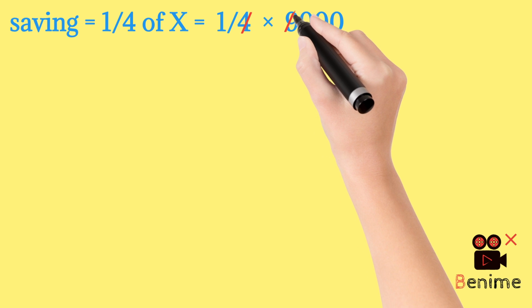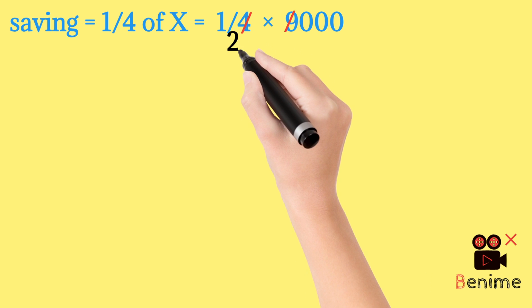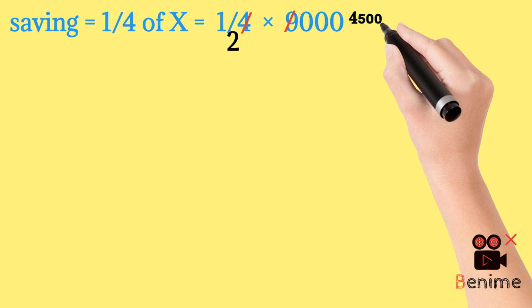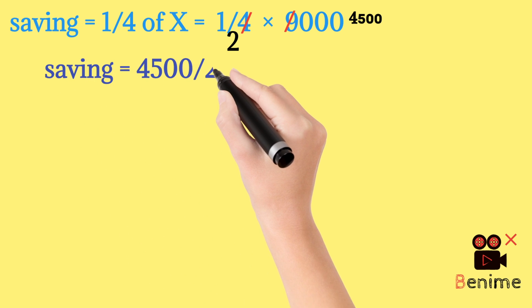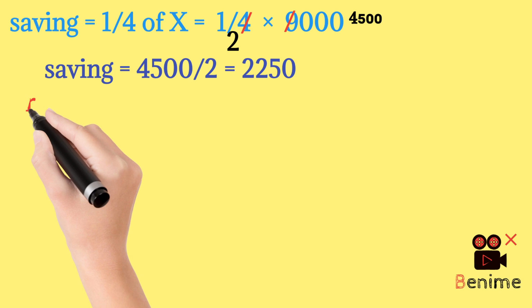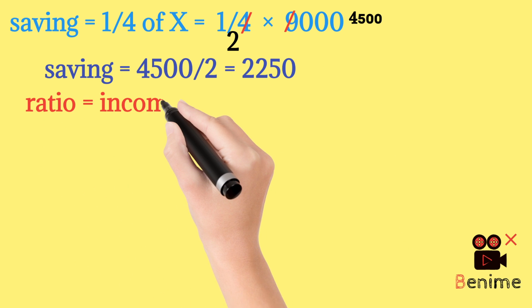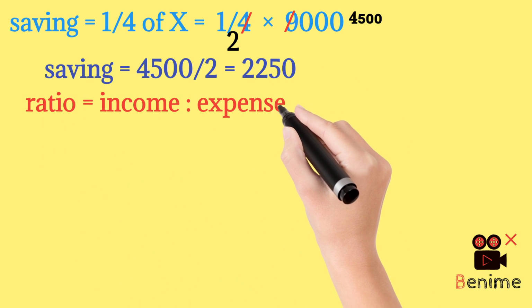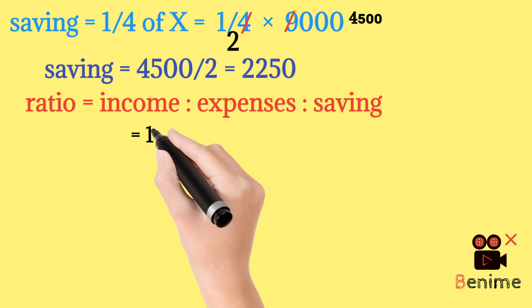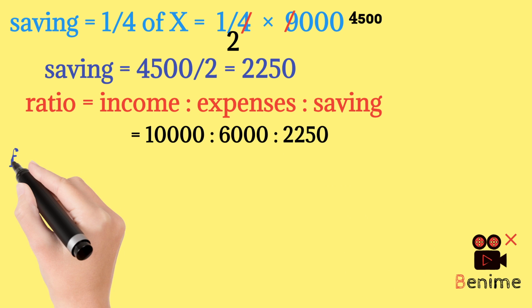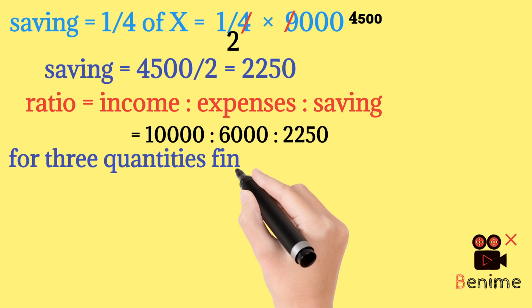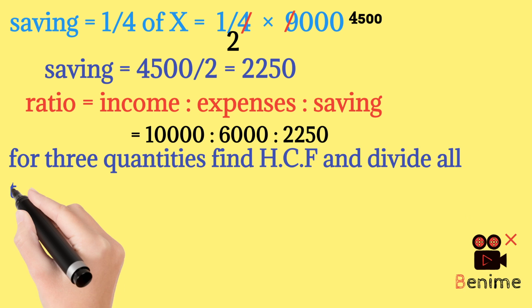Now we have three quantities. Income equals 9,000, saving is equal to 2,250, whereas expenses equal 6,000. Write all three quantities in ratio and then divide them by the highest common factor, which is 50 for them. After dividing we get 200:120:45, which is still divisible by the same number, which is 5, and after that we get 40:24:9, which is not divisible more.